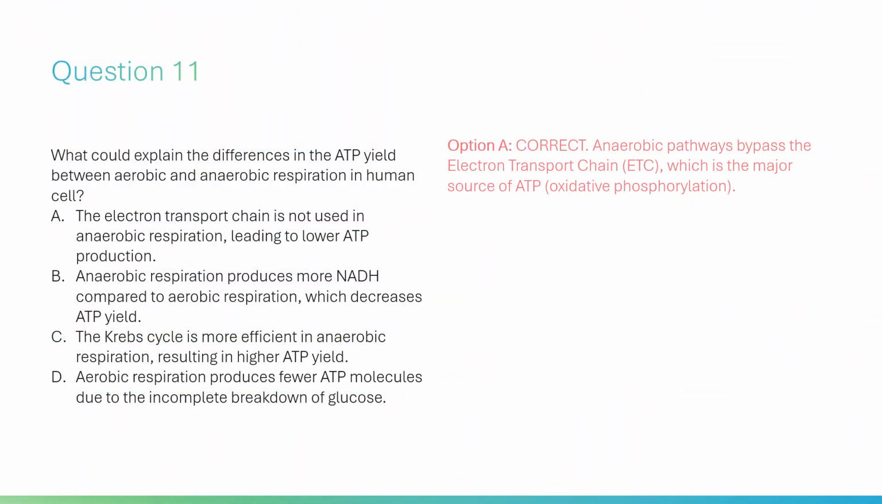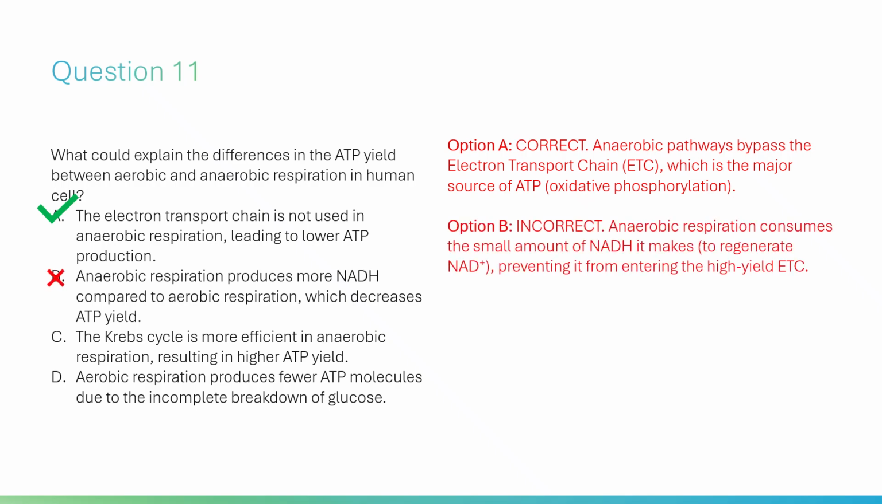Option A, correct. Anaerobic pathways bypass the electron transport chain, which is the major source of ATP, oxidative phosphorylation. Option B, incorrect. Anaerobic respiration consumes the small amount of NADH it makes to regenerate NAD+, preventing it from entering the high-yield electron transport chain.